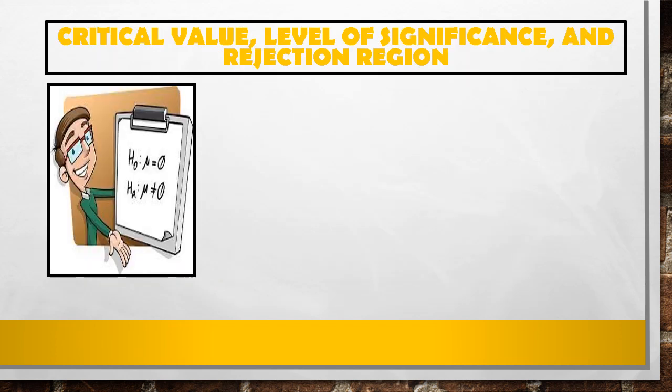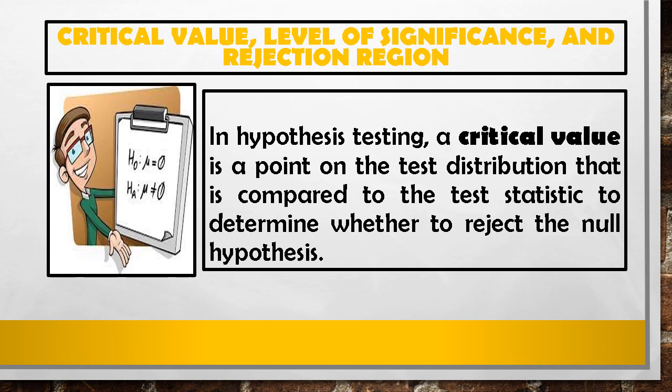Now let's start with the critical value, level of significance, and rejection region. To have a better understanding, let's define a critical value. In hypothesis testing, a critical value is a point on the test distribution that is compared to the test statistic to determine whether to reject the null hypothesis. So, critical value is being used to determine whether to reject the null hypothesis, and it is being compared to the test statistic.